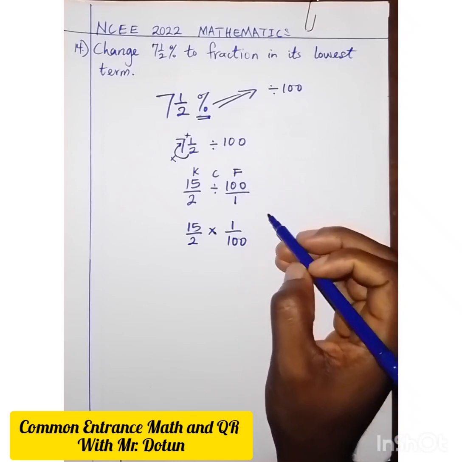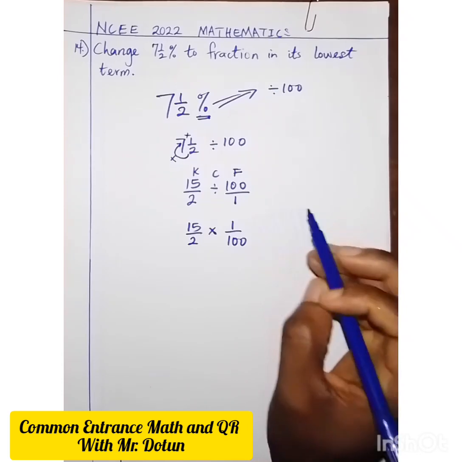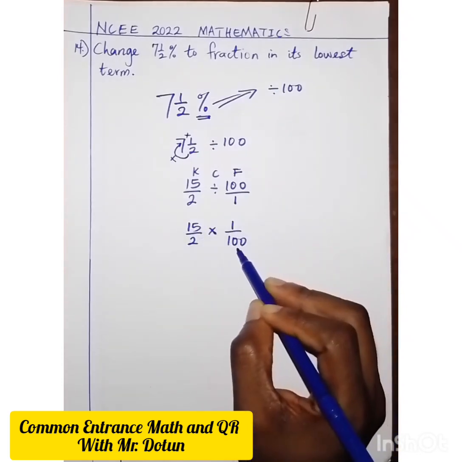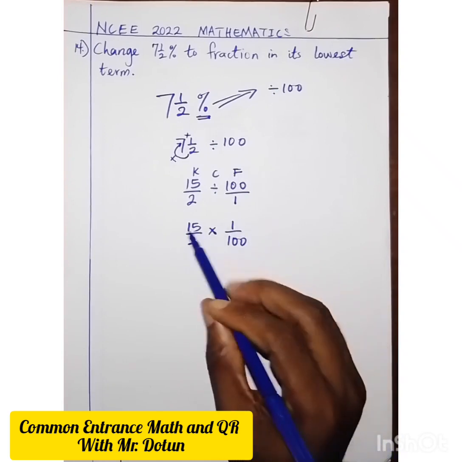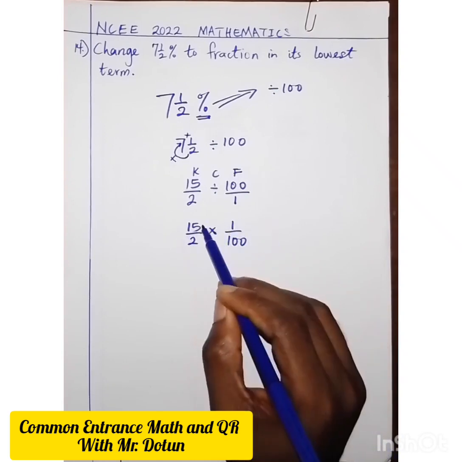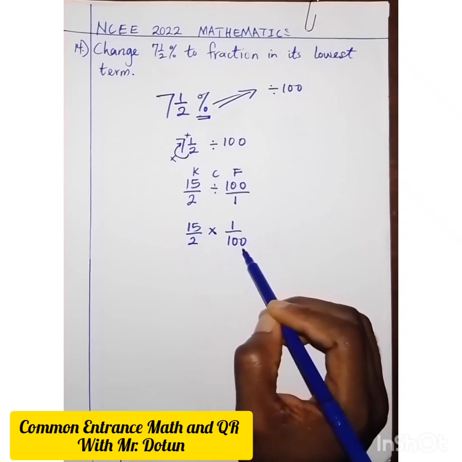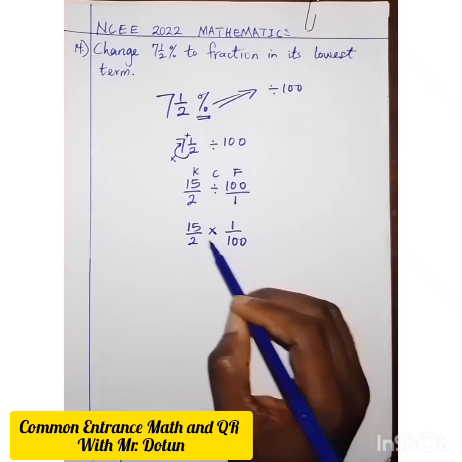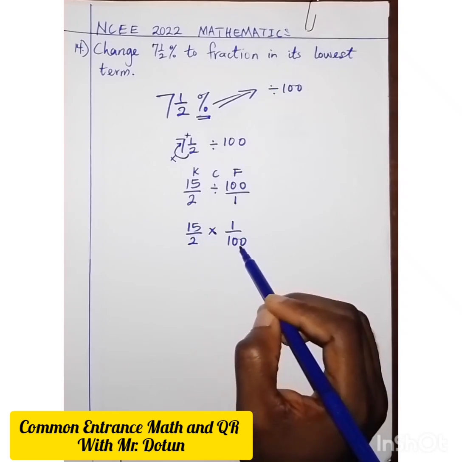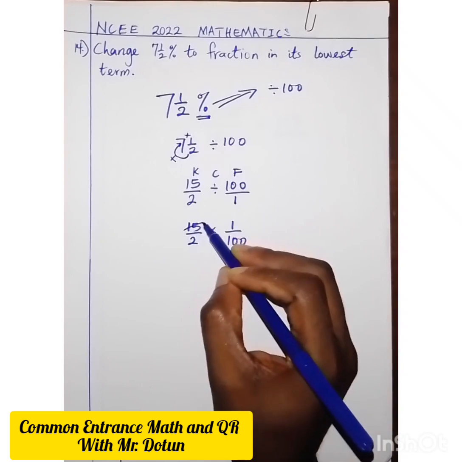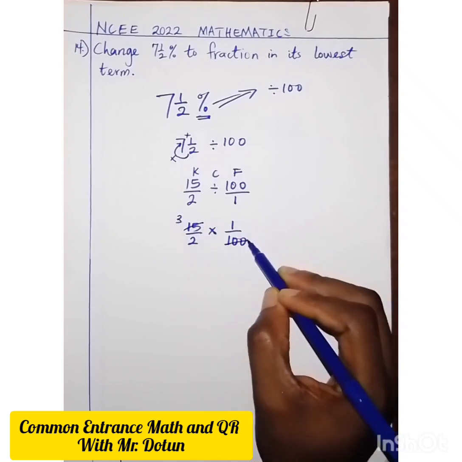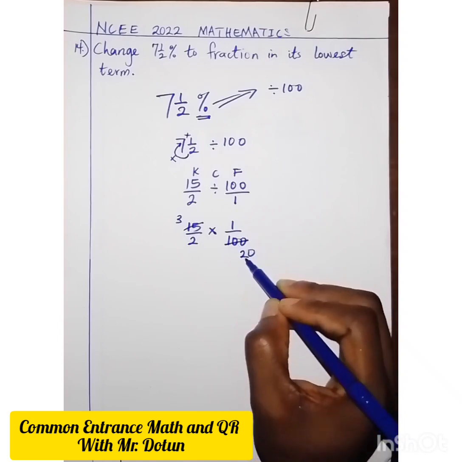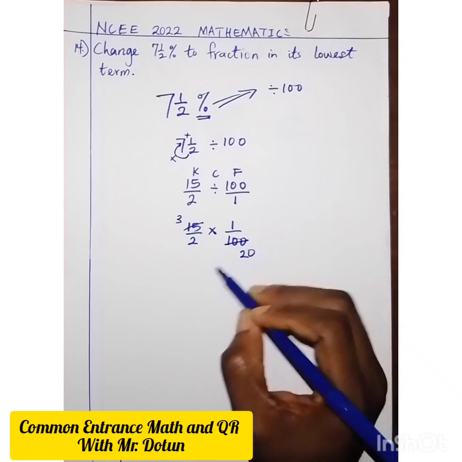So we do our division by cancellation. We check if there is a common factor between the numerator and the denominator, wherever they are, upstairs and downstairs. So I've spotted 15 and 100. I know 5 can divide 15, and 5 can divide 100. So 5 in 15 is 3, and 5 in 100 is 20. So I have this left.